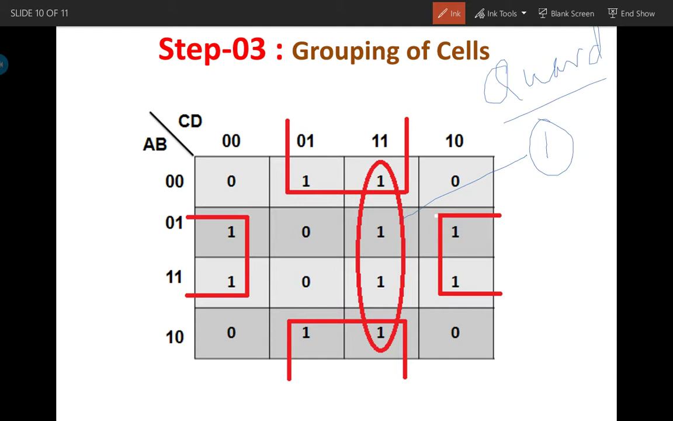Next you will see that we form the second group by enclosing the 2 extreme sides. 2 ones are available on the left side and 2 ones are available on the right side.